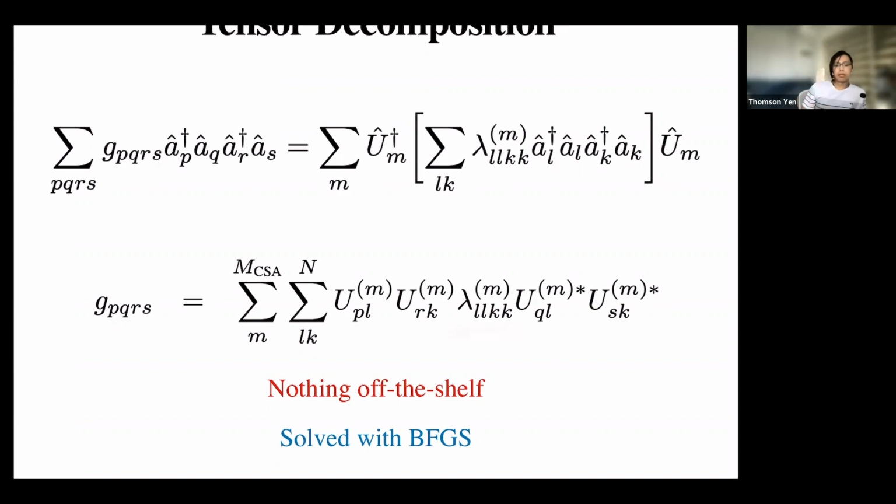For tensor decomposition, we looked into whether other people have studied the problem, but we found nothing that solves this directly in terms of the optimal, the lowest number of M you need. So what we resort to is the BFGS optimization. We use lambda as a parameter, we parameterize the unitary, and we try to make this equality work.